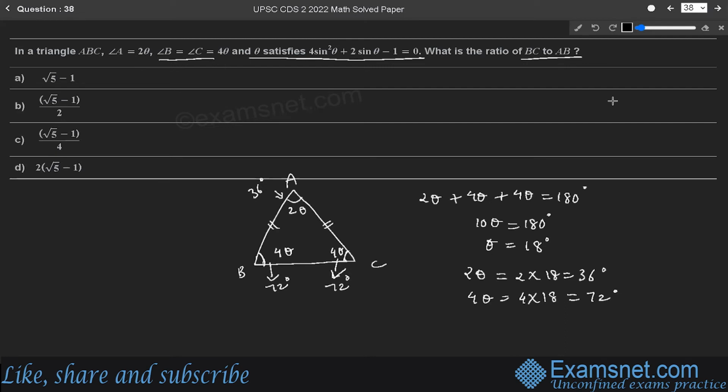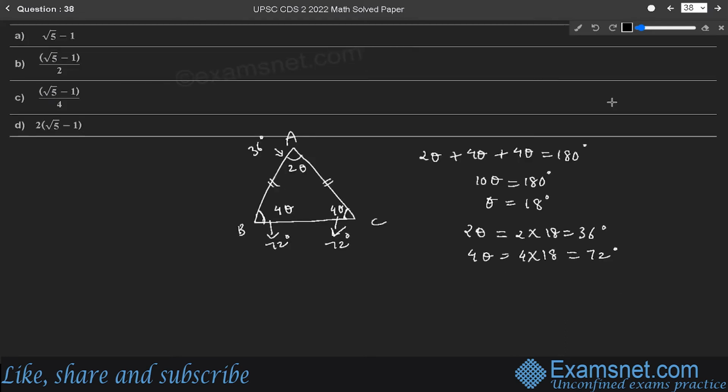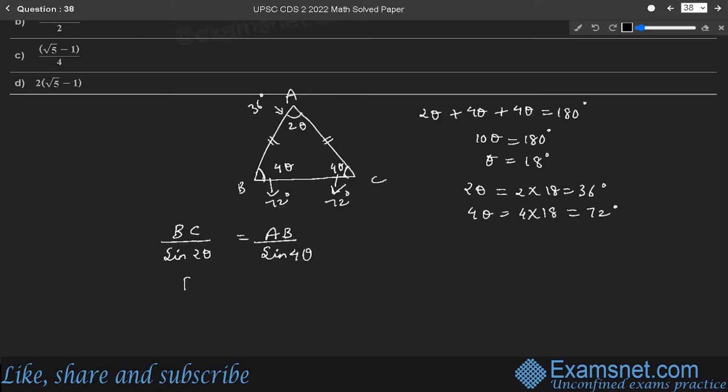Here we have to apply the sine rule. So according to sine rule, BC upon sine 2 theta will be equal to AB upon sine 4 theta. See, sine rule is all about side upon the opposite angle. You can see that BC is the side and the angle opposite to BC is 2 theta. And AB is the side and the angle opposite to AB is 4 theta. But now we have to find the ratio of BC to AB, which means we have to find BC upon AB. So BC upon AB will be sine 2 theta in the numerator, and in the denominator there is sine 4 theta.